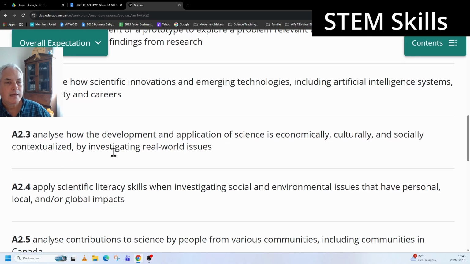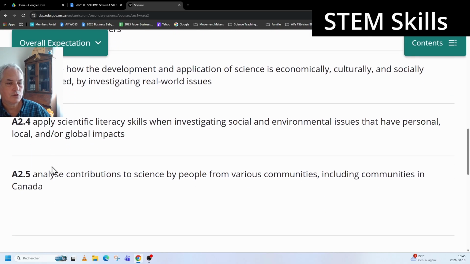Next one, we have: apply scientific literacy skills when investigating social and environmental issues that have personal, local, or global impact. For this one, I'm going to most likely include the difficulties that Canada and many countries have had this summer, which means a drier environment where we have more forest fires. There are places where we've had typhoons that have been very hard for some countries. And so we're going to see how it is.